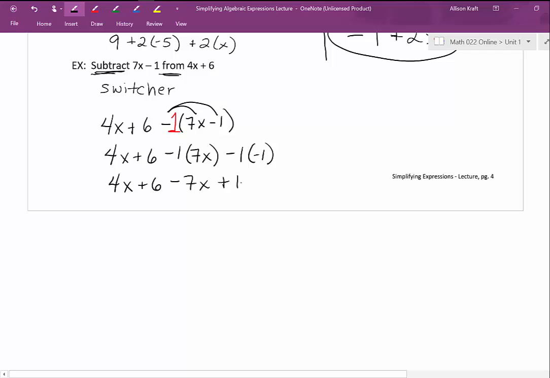The last thing we need to do is look for like terms and combine any if we have them. Notice that we have like variable terms and we have like constant terms. Combining our variable terms, 4x minus 7x is negative 3x, and a positive 6 plus 1 is positive 7. This simplifies to be negative 3x plus 7.